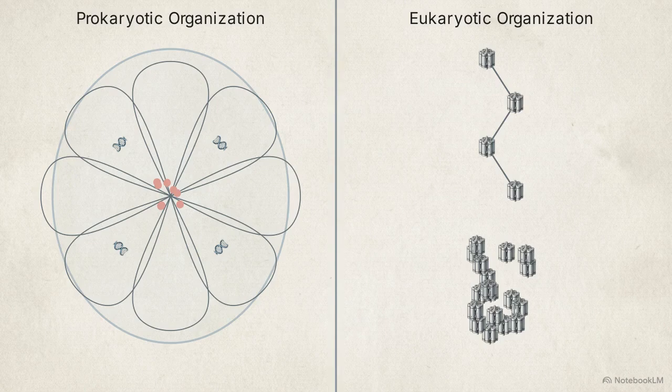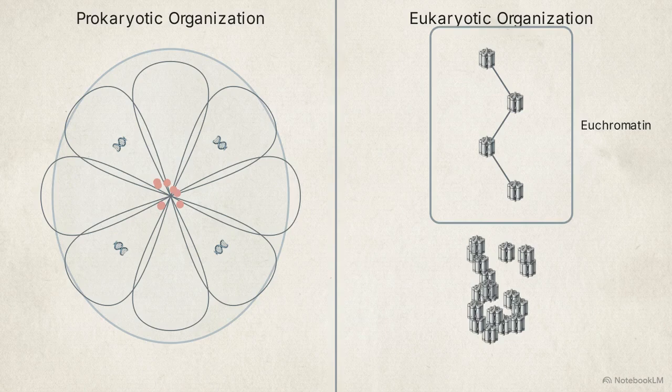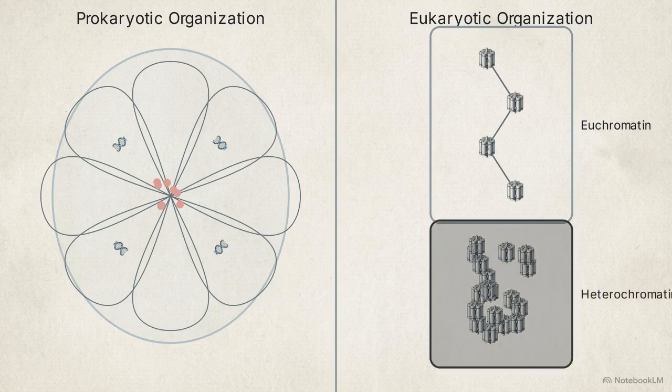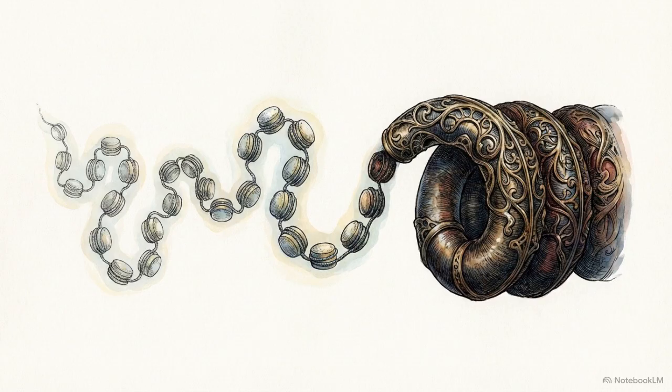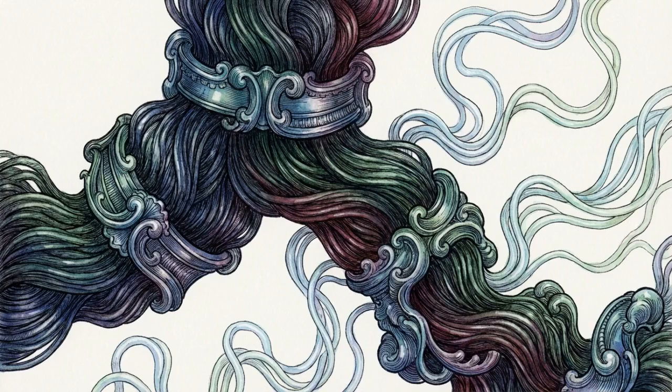Here we see a wider view of the resulting chromatin fiber, which does not spool uniformly. The regions that remain loosely packed and stain light are called euchromatin. The densely packed, dark staining regions are heterochromatin. Euchromatin is transcriptionally active, while heterochromatin is locked down and inactive. This physical packaging is the first mechanism cells use to regulate which genes are actually expressed.